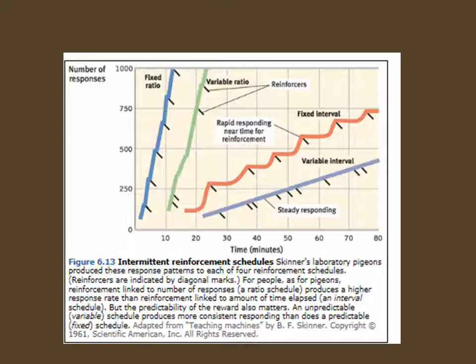So fixed ratio here, if you take a look at how quickly they are reinforced, fixed ratio has a lot of responses very quickly. Variable ratio then has a lot of responses in a little bit more time. Then the next one is fixed interval. It takes a longer time to get similar responses. It takes longer. Versus variable interval, it's steadily responding, but it does take a longer time in order to have that association take place.